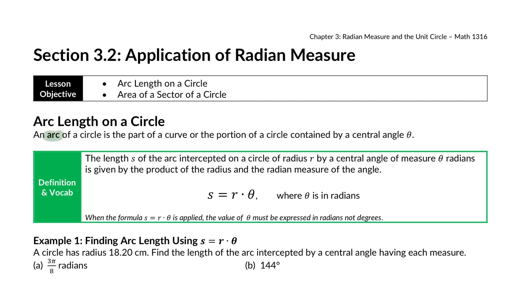An arc of a circle is the part of a curve or the portion of a circle contained by a central angle theta. It's like the crust of the pizza pie slice. The length S, so we're using the letter S for arc length, the length S of the arc intercepted on a circle of radius r by a central angle of measure theta radians is given by the product of the radius and the radian measure of that angle.